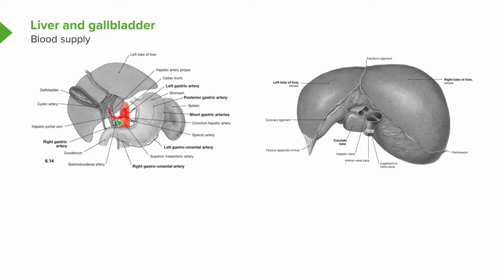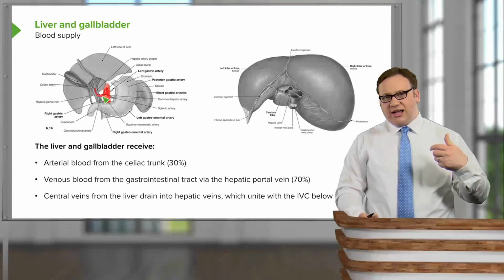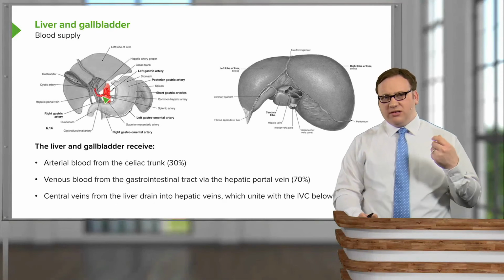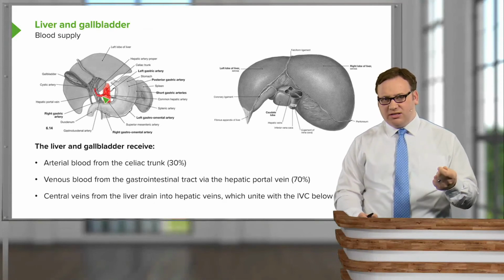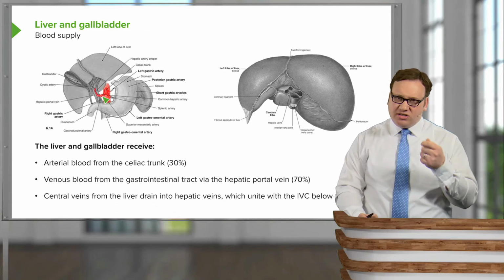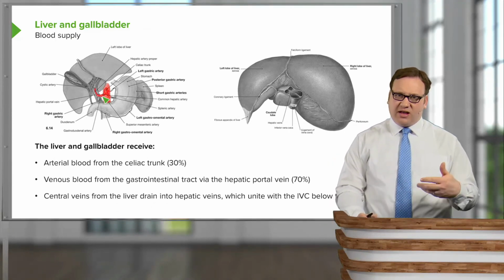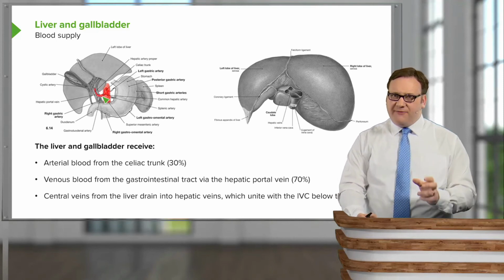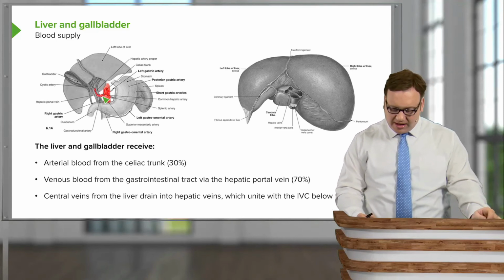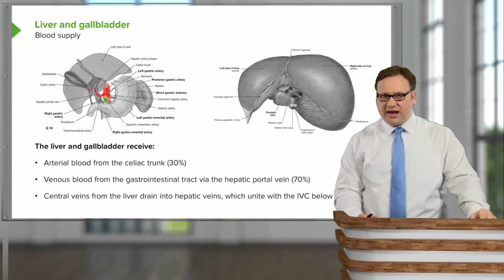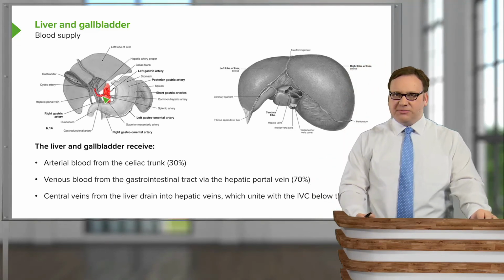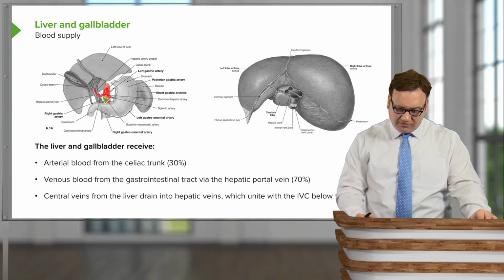Now, the hepatic artery provides only about 20% of the blood supply to the liver. It supplies the nutrients and the oxygen that allows the liver to function. Just like every organ that needs oxygen needs nutrients, this is carried out by the hepatic artery via the celiac trunk. But the liver actually receives the majority of its blood via the hepatic portal vein, about 70-80% of its blood from the hepatic portal vein.